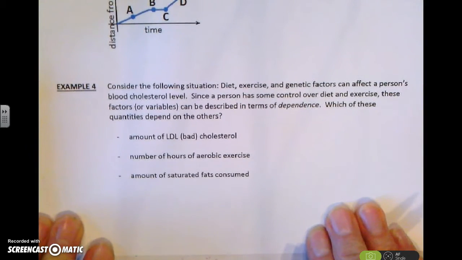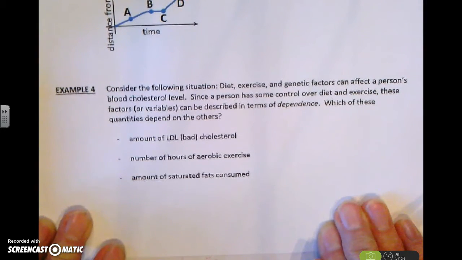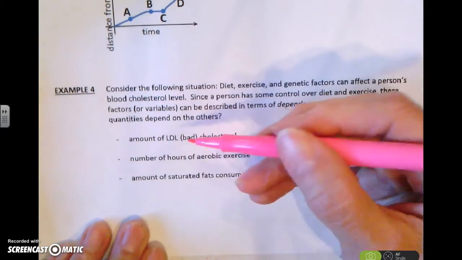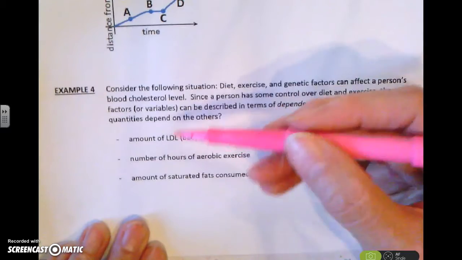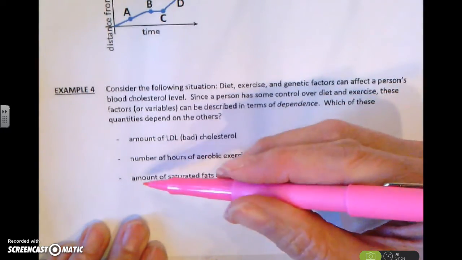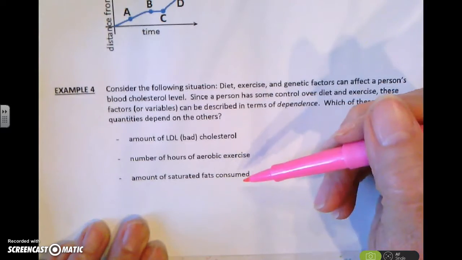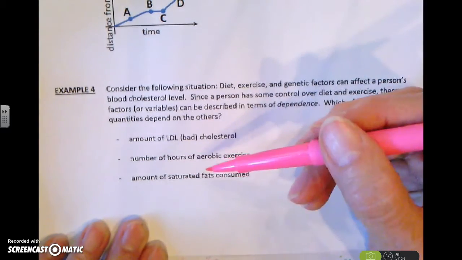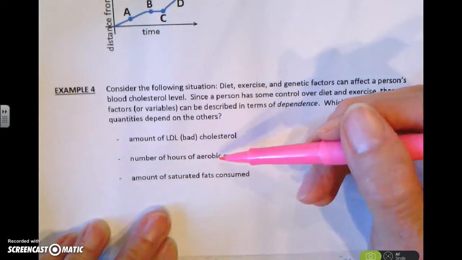Consider the following situation: diet, exercise, and genetic factors, according to today's doctors, can affect a person's blood cholesterol level. Since a person has some control over diet and exercise, these factors or variables can be described in terms of dependence. Which of these quantities depend on the others? So I've got the amount of LDL, which is bad cholesterol, the number of hours of aerobic exercise, and the amount of saturated fats consumed.